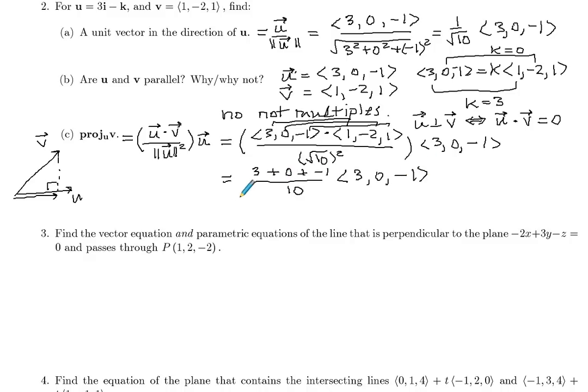So this is just what, 2/10, 1/5? So 1/5 times 3, 0, negative 1. Okay, and that is this vector right here.